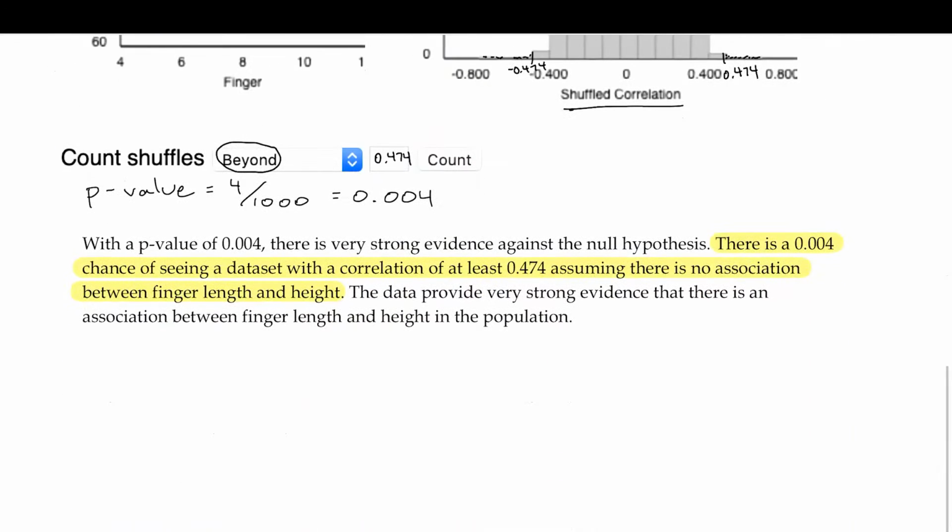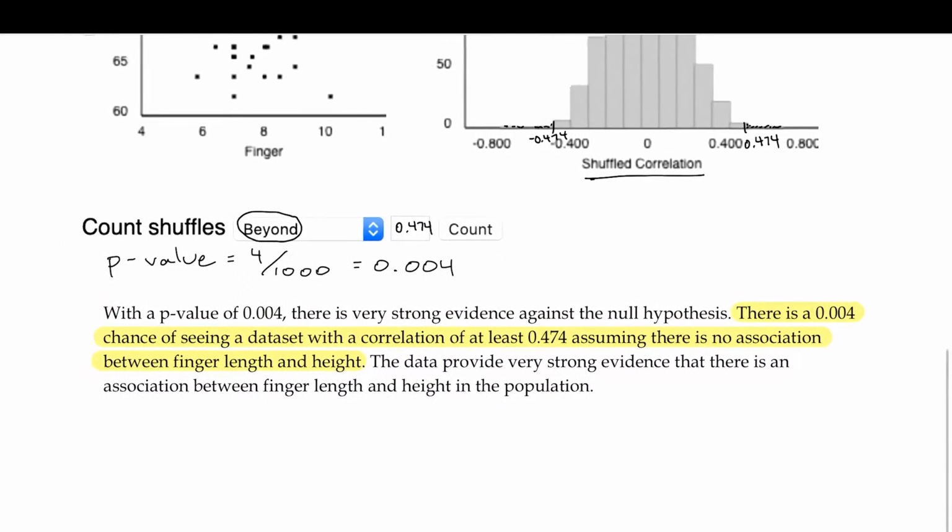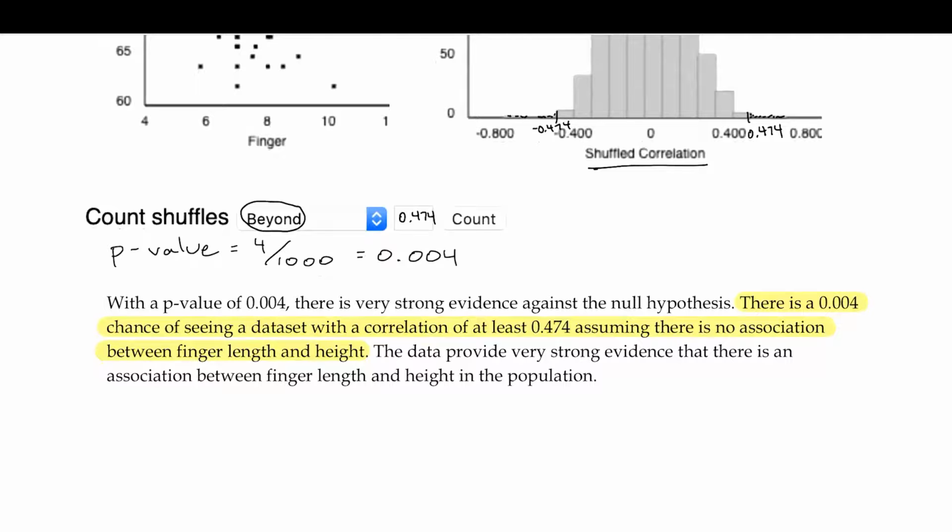So notice that it doesn't say assuming the null hypothesis is true, because it asked us to interpret the p-value, which means in context. As soon as you see the word interpret, that automatically means in context. So I don't want to just say there is a 0.004 chance of seeing a correlation at least this extreme, assuming the null hypothesis is true. I want to explain in this instance, so a correlation of at least 0.474, assuming no association between finger length and height.